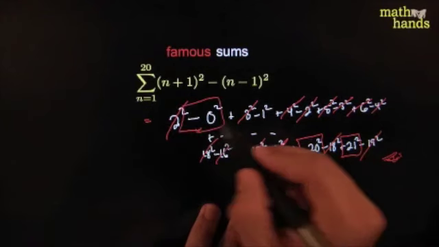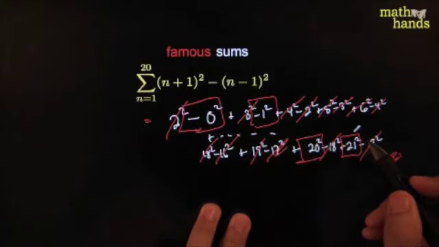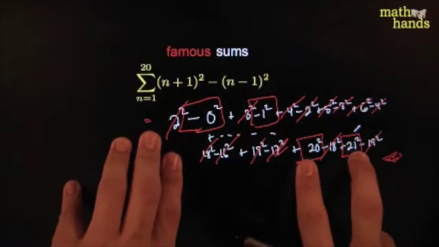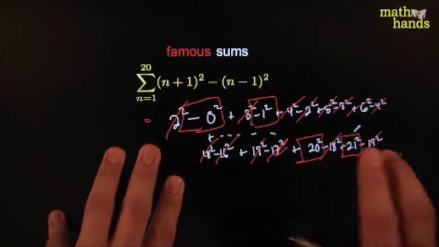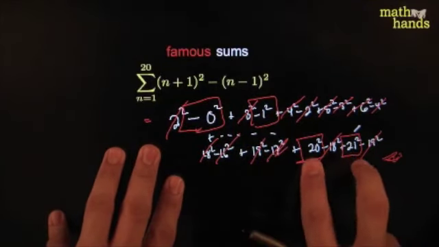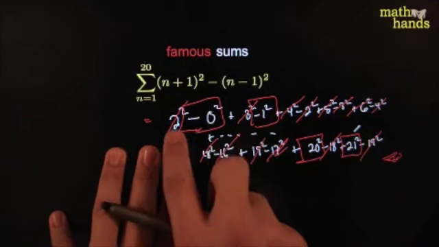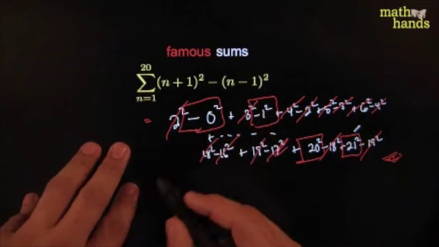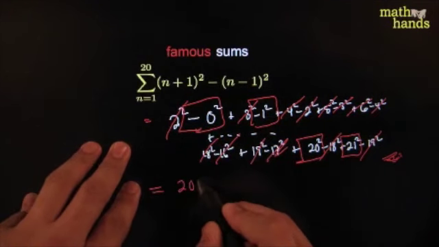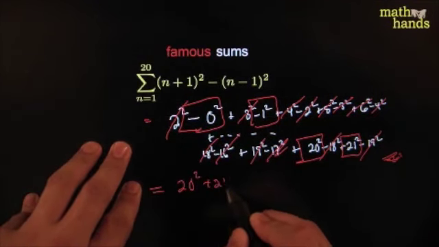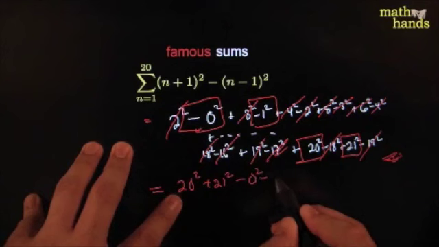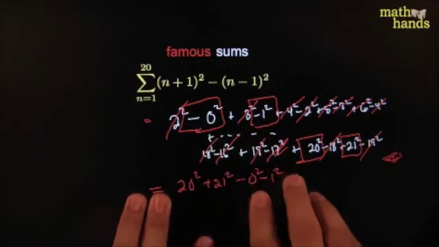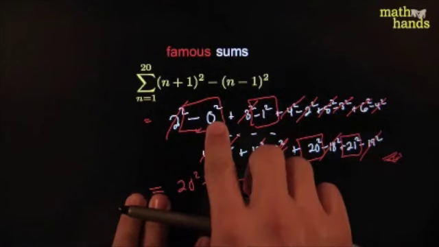So this one, when the shifting is shifted by 2, you notice something else a little bit different happening. The last two terms stay, these don't cancel, and the first two terms don't go. So your final answer is 20 squared plus 21 squared minus 0 squared minus 1 squared. I'm keeping the 0 squared just to maintain the pattern, because if it hadn't been 0, that one would still stay.